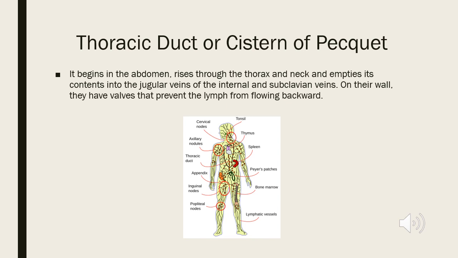It begins in the abdomen, rises through the thorax and neck and empties its contents into the jugular veins of the internal and subclavian veins. On their wall, they have bulbs that prevent the lymph from flowing backward.